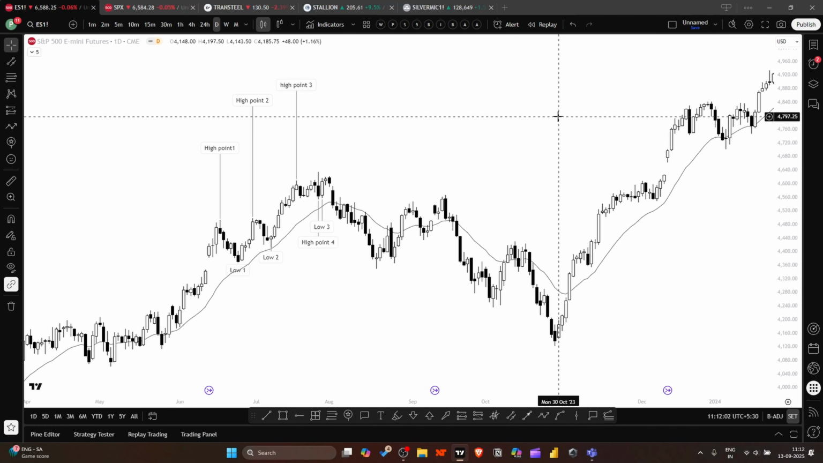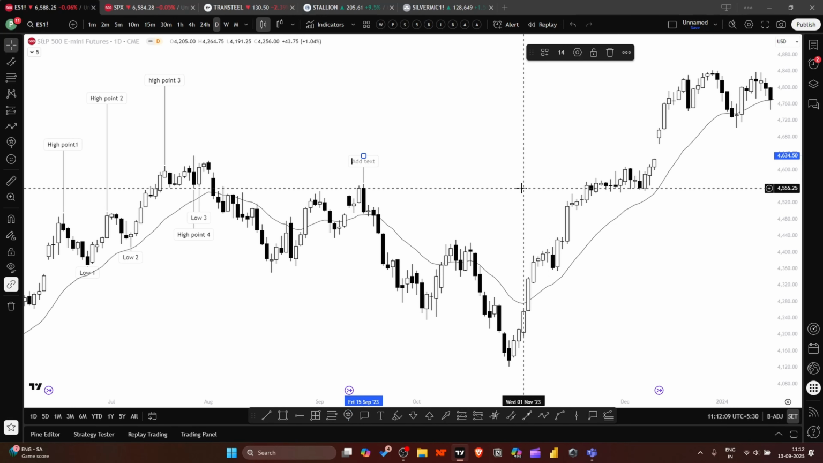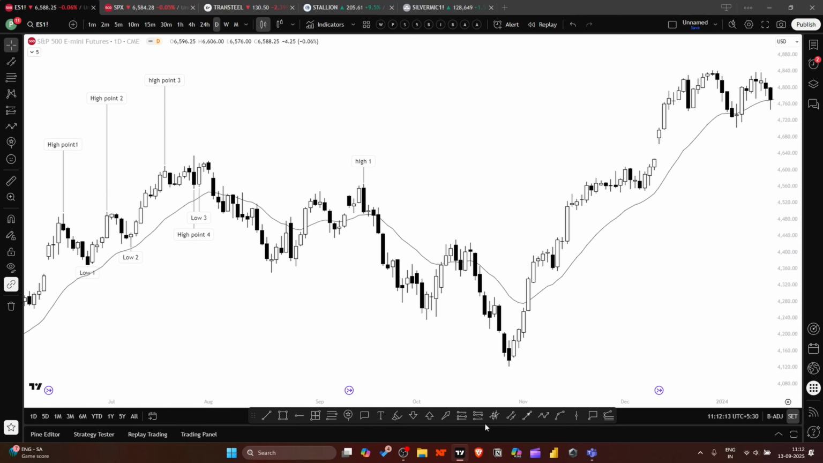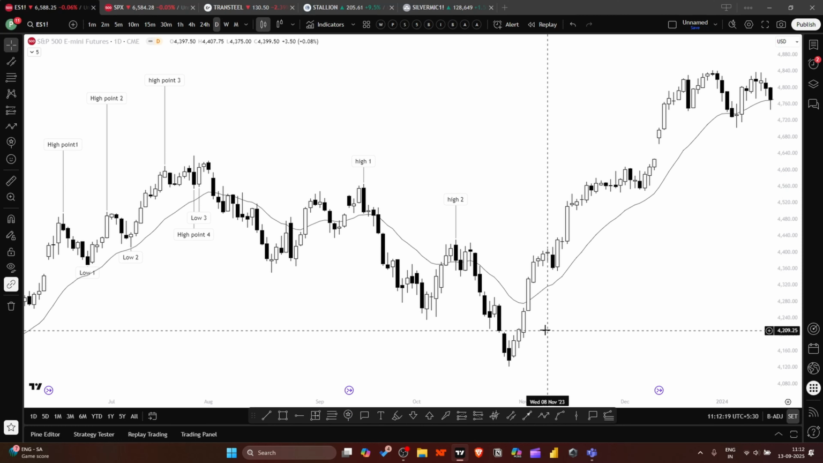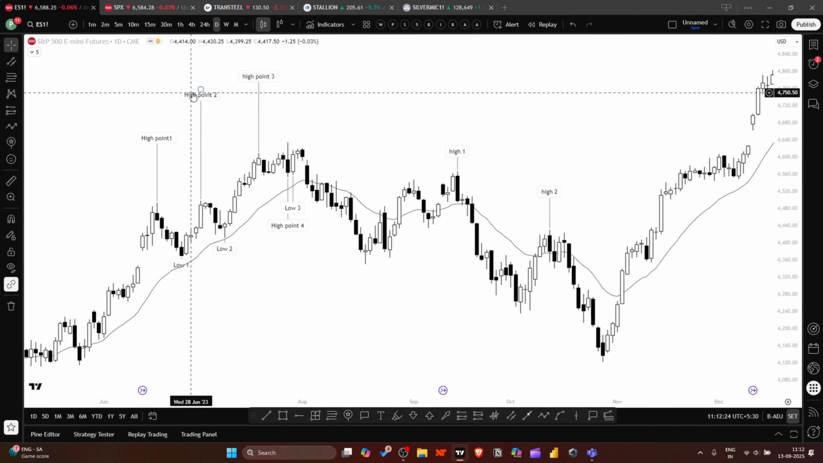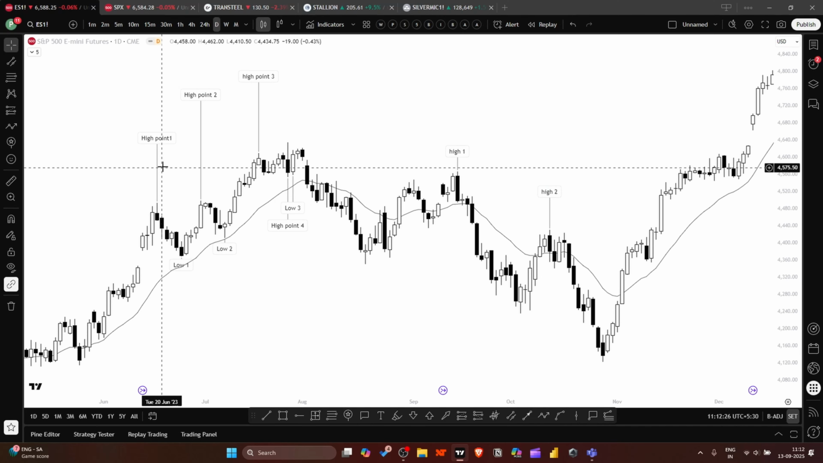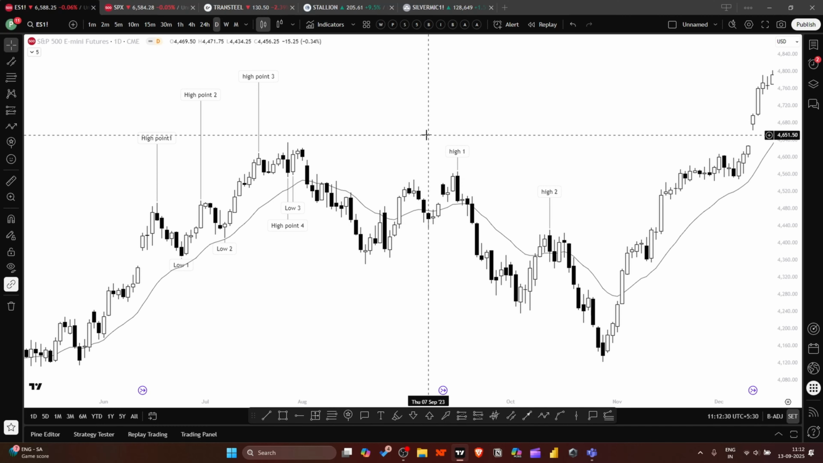Okay, now coming to bear trend, it will be the opposite. This is the high one, I mean high point, right? High one, high two. Here what was happening in the bull trend, high point 2 was higher than high point 1. But if you see, high point 2 is lower than high point 1. The same thing happens with the low points.